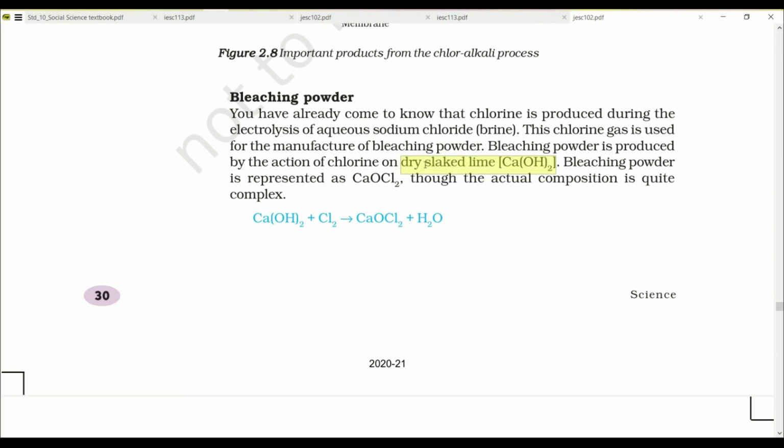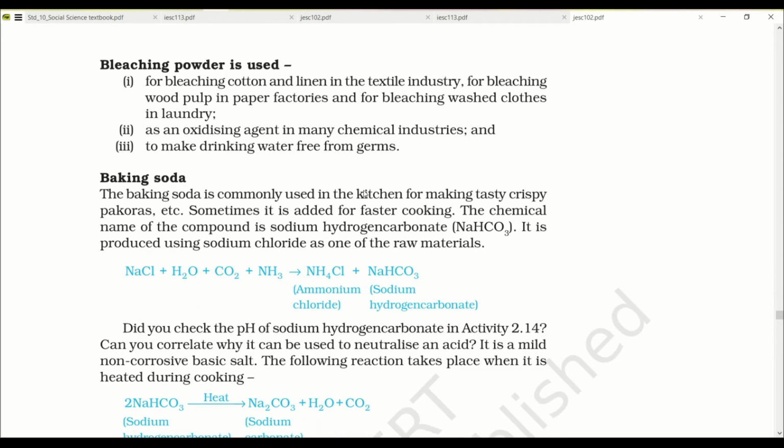Bleaching powder is represented as CaOCl2, though the actual composition is quite complex. So the formula for bleaching powder is CaOCl2. Uses of bleaching powder. It is used for bleaching cotton and linen in the textile industry, for bleaching wood pulp in paper factories, and for bleaching washed clothes in laundries.